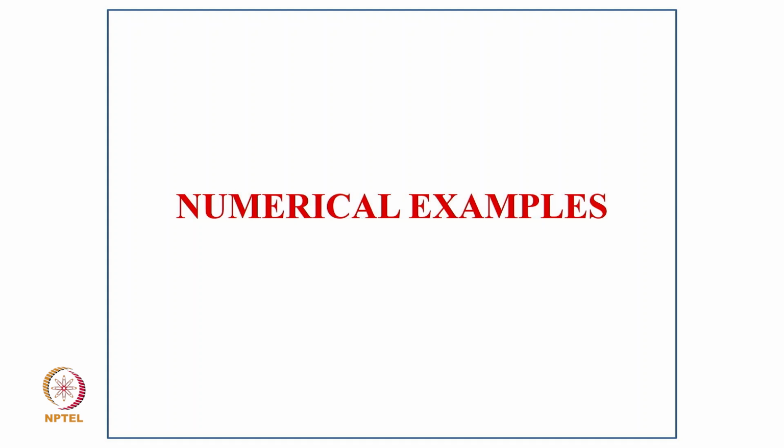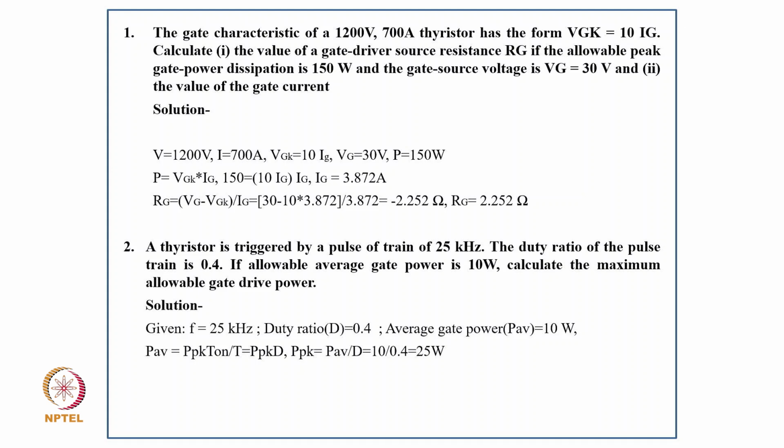Now coming to the numerical examples. The first numerical example: the gate characteristic of a 1200 volt, 700 ampere thyristor has the form VGK 10 IG. Calculate the value of the gate drive source resistance RG if the allowable peak gate power dissipation is 150 watt and the gate source voltage is VGK 30 volt. With all the data given, we can calculate the power in the gate, VGK times IG. Putting in the values, IG comes to 3.872 ampere, from which we can calculate RG as (VG minus VGK) divided by IG, and it comes to 2.252 ohm.